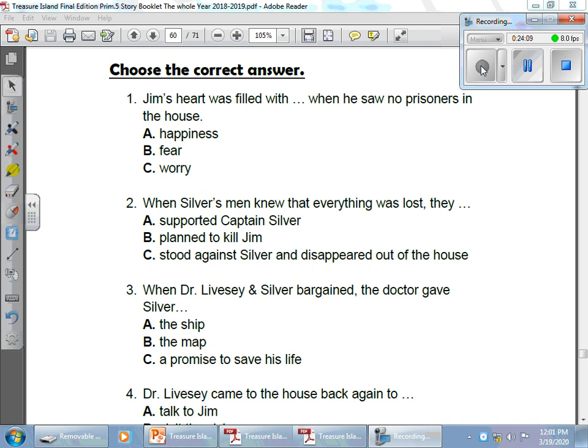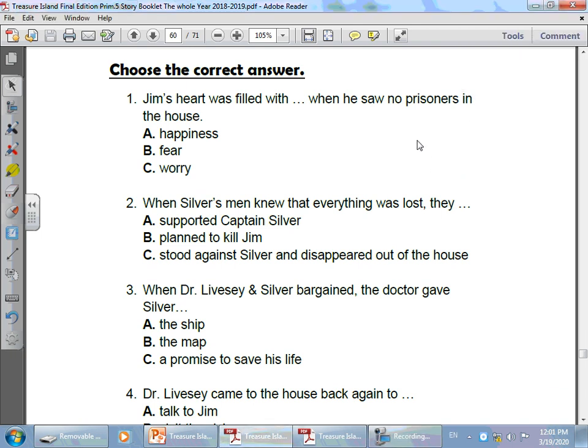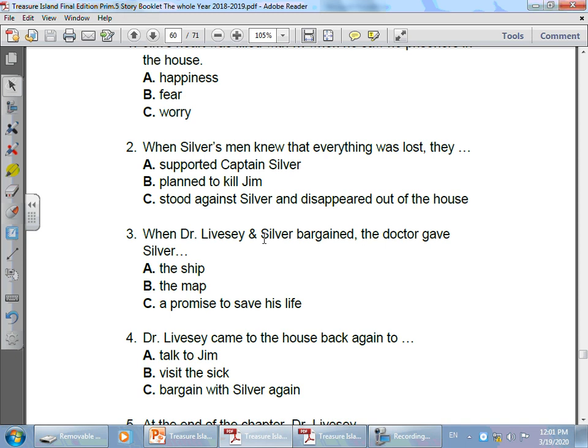Now, guys, open the story booklet, page 60. Exercise A, choose the correct answer. Number 1, Jim's heart was filled with fear when he saw no prisoners in the house. Of course, it was filled with fear. Number 2, when Silver's men knew that everything was lost, they planned to kill Jim. Excellent. Very good. Number 3, when Dr. Livesey and Silver bargained, the doctor gave Silver the map.